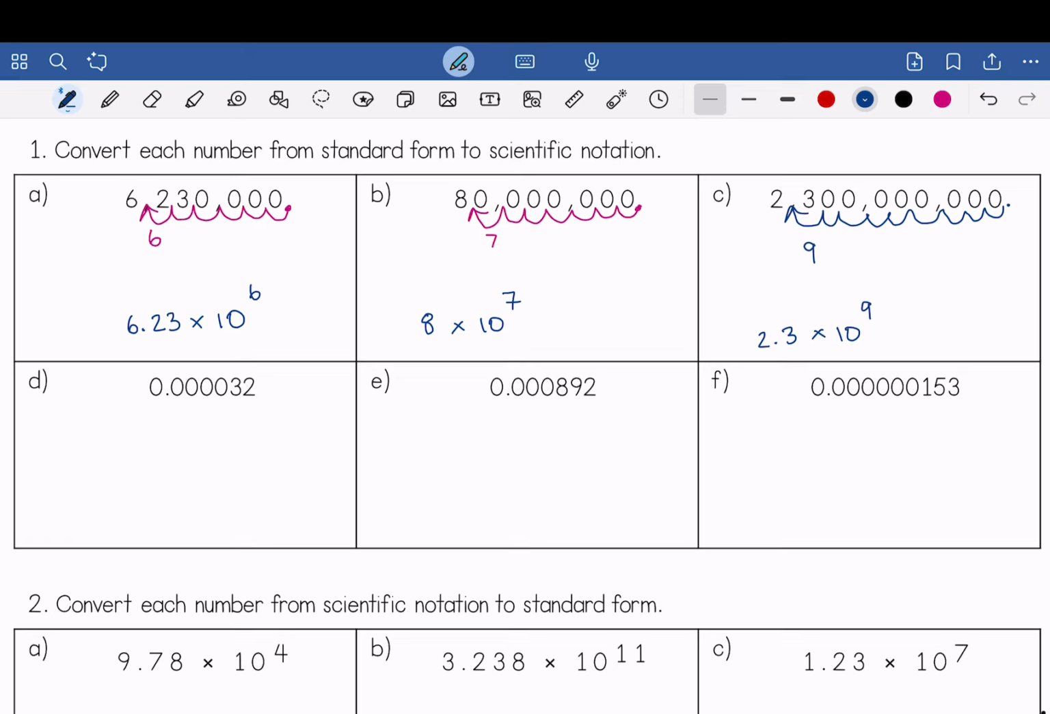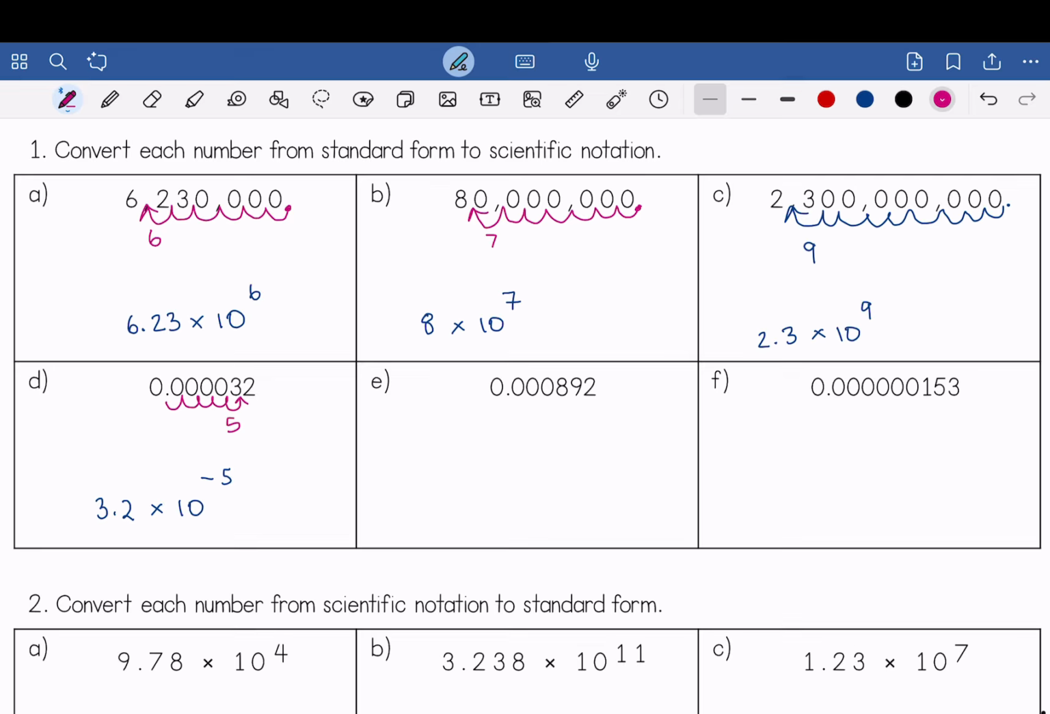And questions D, E, and F, we're going to now move. If you notice, the numbers are smaller. So these, we're going to represent very small numbers in scientific notation. So the decimal point is going to be moved to the right. So we start off with the decimal point being here. So it's 1, 2, 3, 4, 5. So the new number that we're going to write in scientific notation is 3.2 times 10 to the power of negative 5.